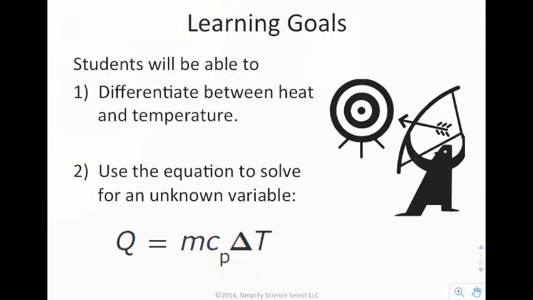So the learning goals for this particular presentation are that you be able to differentiate between heat and temperature, and you be able to use the equation below to solve for an unknown variable, most specifically heat.